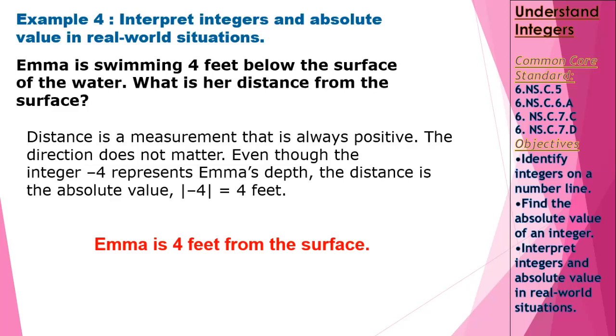Excellent. But here I ask you about the distance. Can we say the distance with directions like negative 4? As we said, it's 4 feet below the surface, right? So we cannot write it like negative 4. Why? Because the distance is always positive. So what I have to do here is use the absolute value. So it will be the absolute value of negative 4, which is 4 feet. So Ima is 4 feet from the surface of the water. Is that clear?